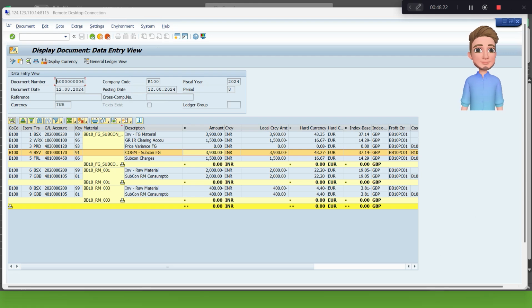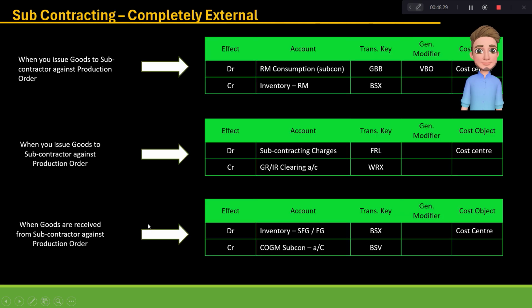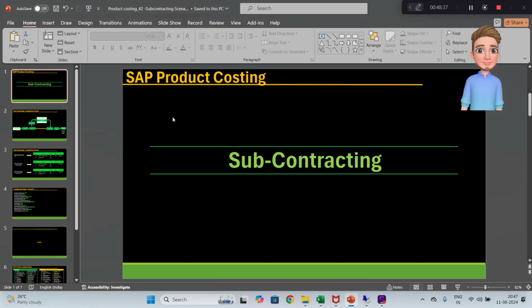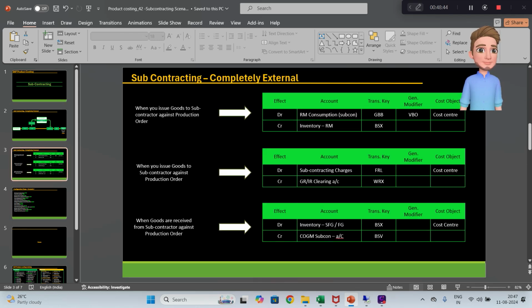Now let me show you the effect of those entries. So what did we do here? We have completed all of this here. I have to show you the cost center report. Now let us say we issue the raw materials. How much is the raw materials that we have issued? Let me copy this.